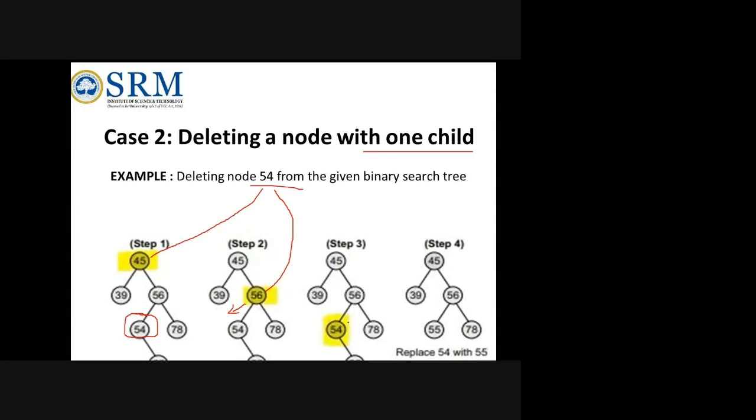With one child, it might have a left child or a right child. Left child means it is called the in order predecessor. Right child means it is called the in order successor. Or else I can take, because the left child will always have a lesser value, the right child will have a greater value. So 54 might have a smaller child, or 54 might have a larger child.